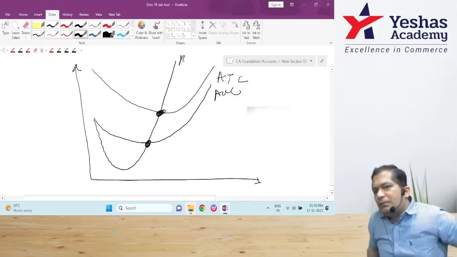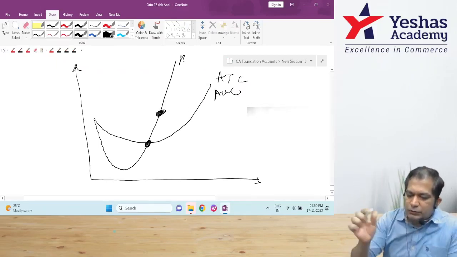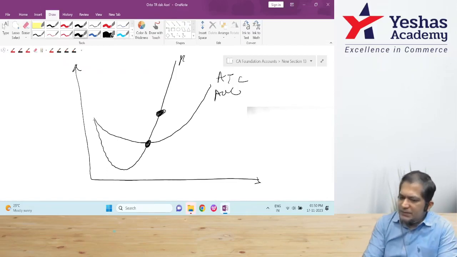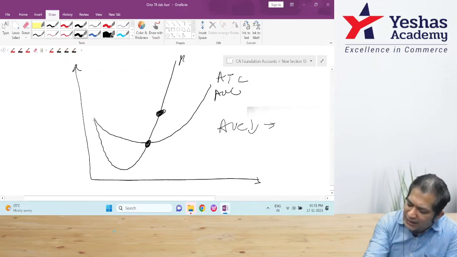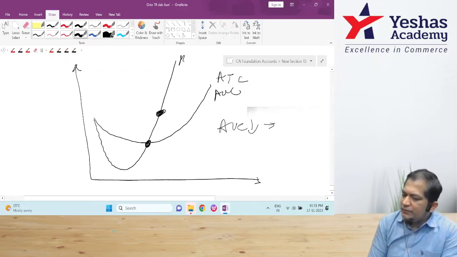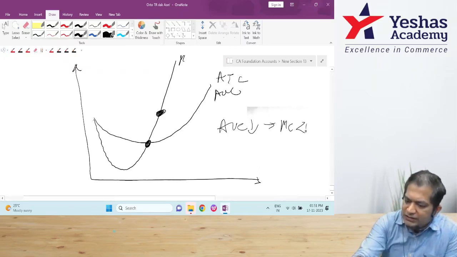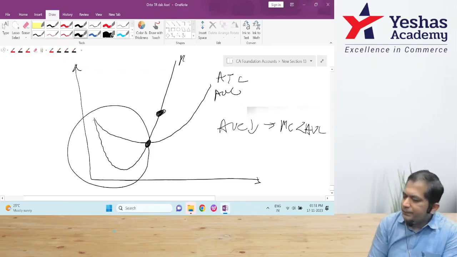Now what you need to remember here, first of all, if I ignore the ATC curve, can I say that when AVC has a negative slope, it means AVC is falling, then marginal cost lies above the ATC, or above the AVC, or below the AVC? Below the AVC. So can I say marginal cost is less than average variable cost? That is the negative slope of AVC.